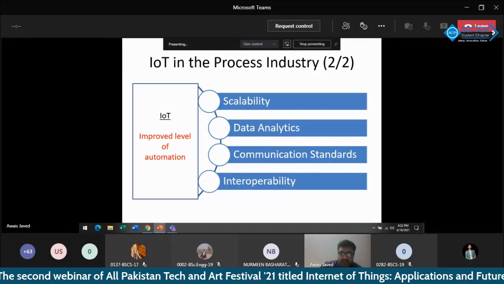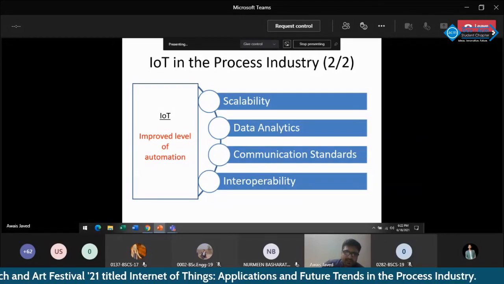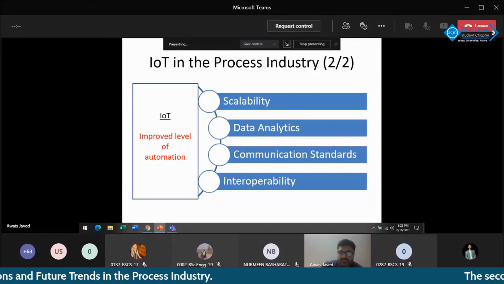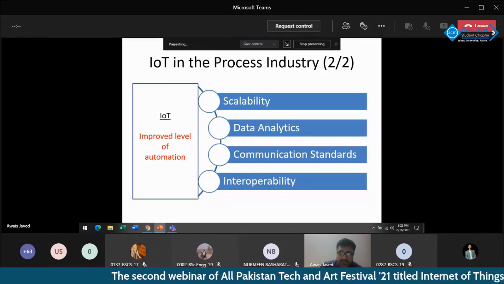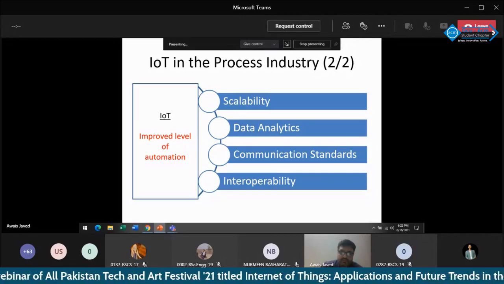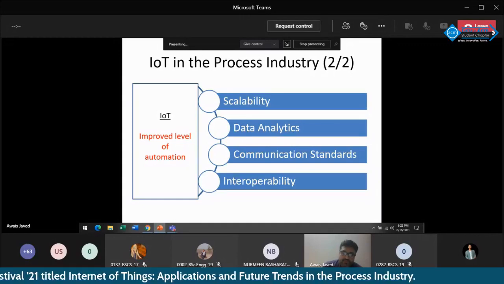The second advantage of IoT in the process industry is data analytics. IoT can gather a lot of data with the help of sensors. As compared to the existing level of automation, you can gather a lot of additional, actionable data, and you can take a lot of intelligent actions. You can improve the efficiency of different processes. So this is also a key advantage of IoT.